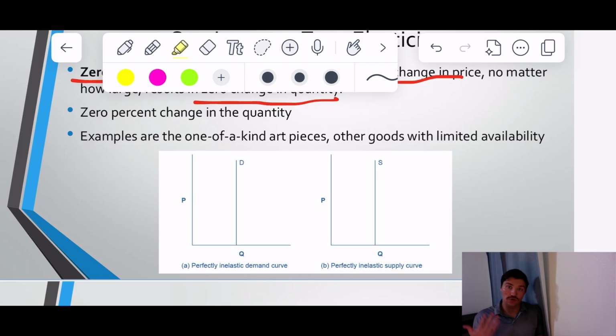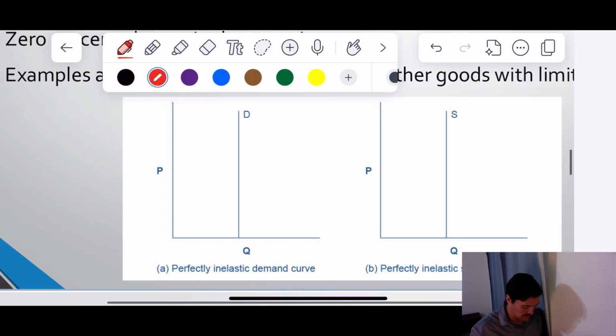There's only a certain quantity, so because we only have that limited quantity, the only thing to change is price. And so on the demand curve or supply curve, it's a vertical line. So if we were to show you a supply curve, it would look like this.